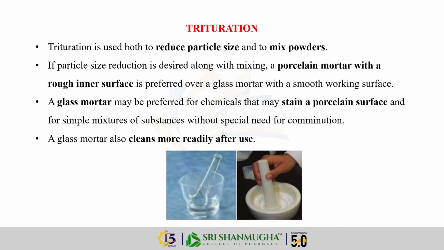Trituration. Trituration is used both to reduce particle size and to mix powders. Using a mortar and pestle, porcelain mortars are best for reducing particle size because of their rough surface, while glass mortars are better for chemicals that stain and for simple mixing. A glass mortar also cleans more readily after use.